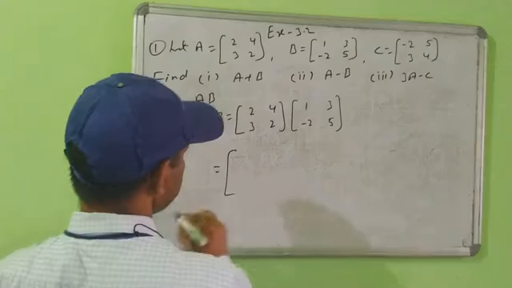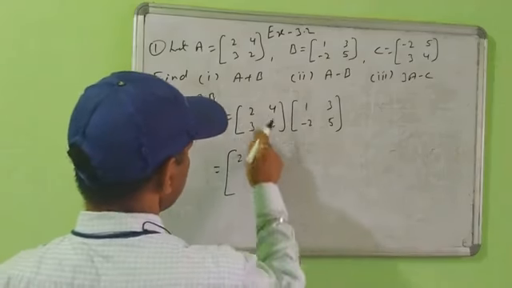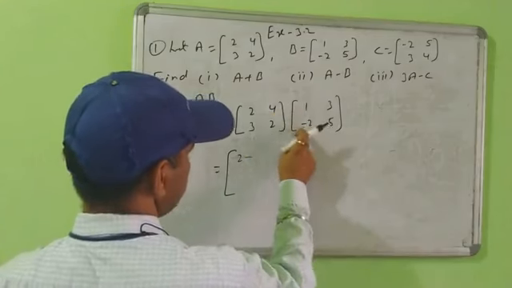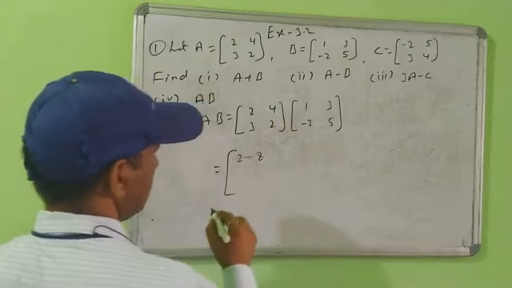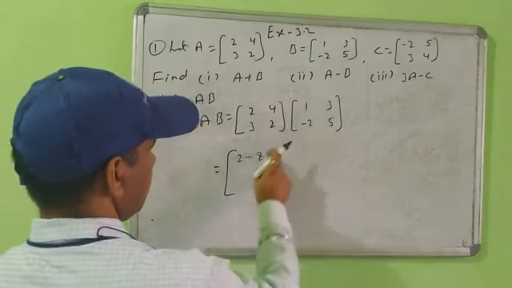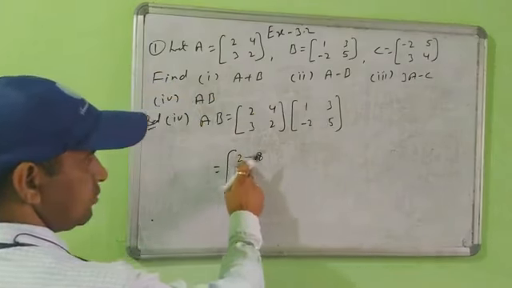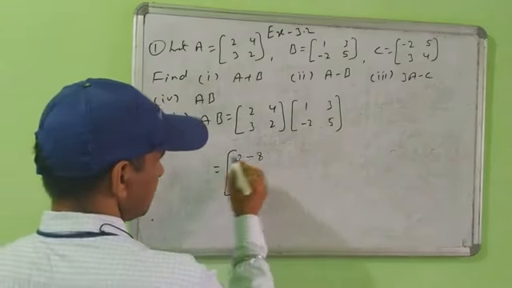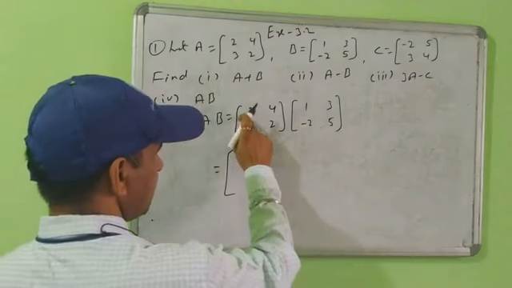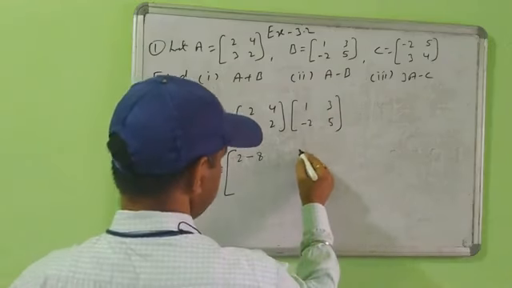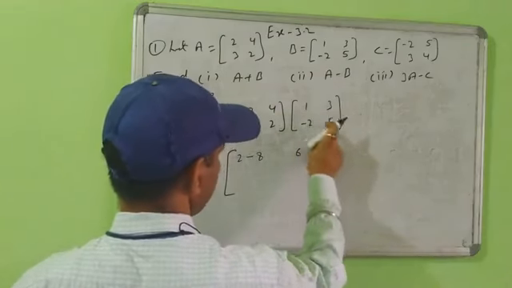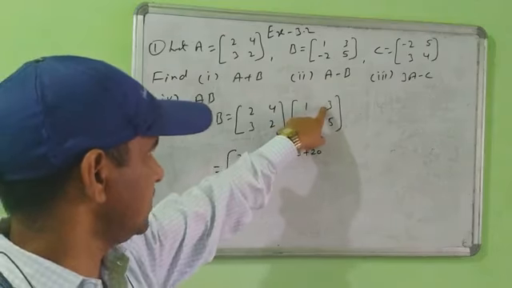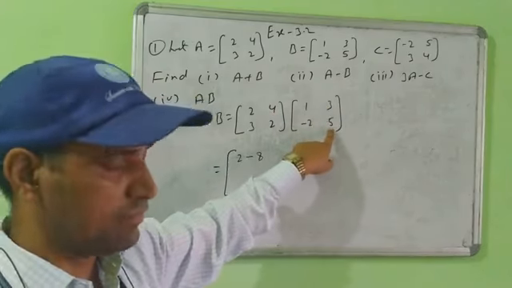Now start multiplying. 2 times 1 is 2, plus 4 times minus 2 is minus 8. When there is a minus sign, put the minus sign, otherwise put the plus sign. First row, first column multiplication is complete. After that, multiply the first row and second column. 2 times 3 is 6 and 4 times 5 is 20.